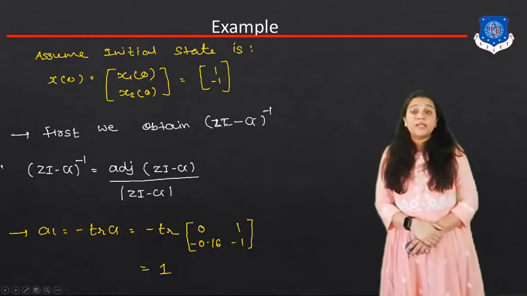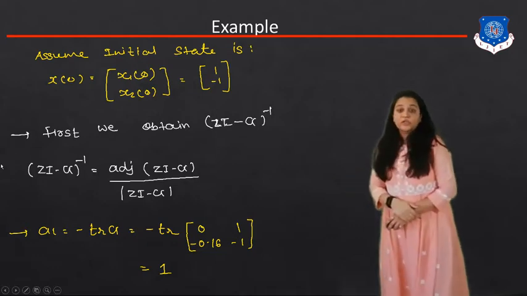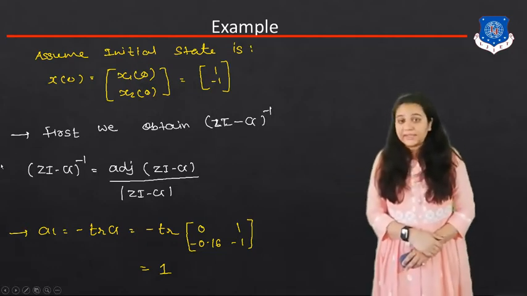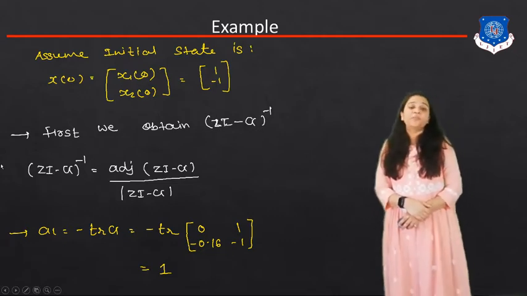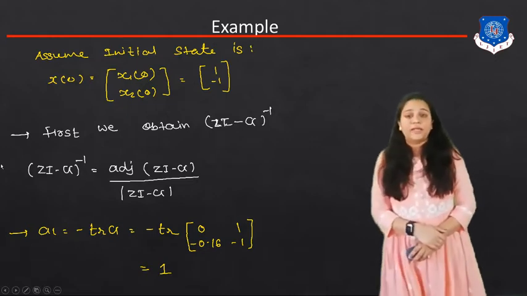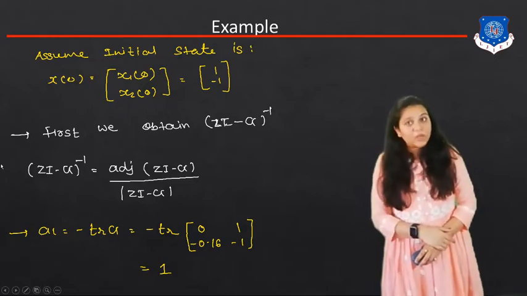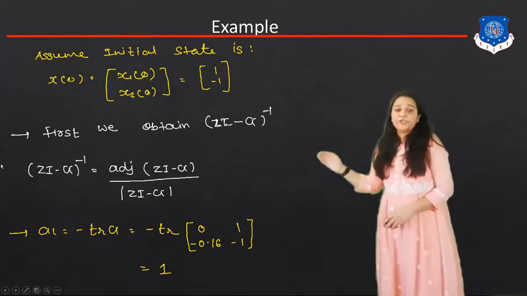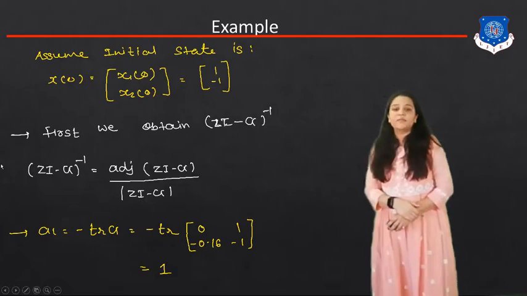What is the equation of a1? a1 is equal to minus trace G. So we have to find the sum of the diagonal elements of the matrix G, and then take the trace. Trace is nothing but the sum of the diagonal elements. So 0 minus 1 is equal to minus 1, and minus trace is equal to plus 1.